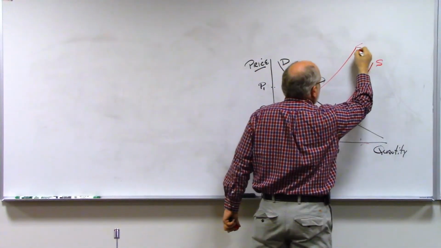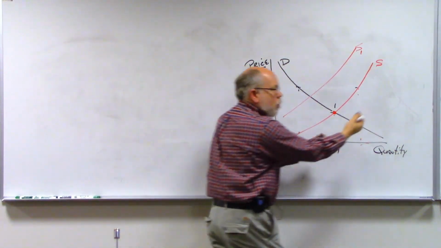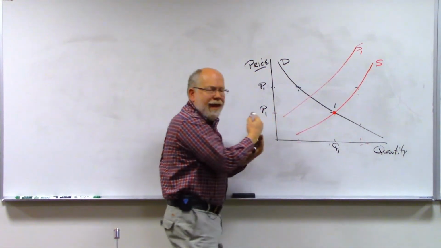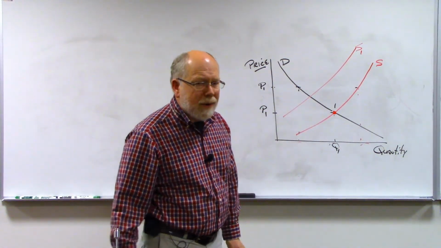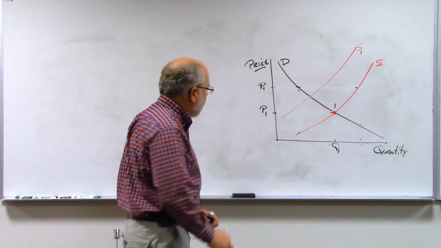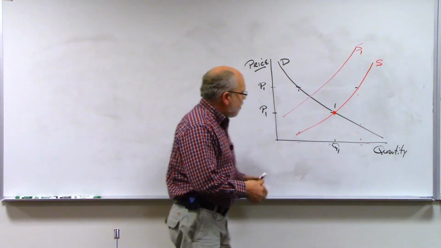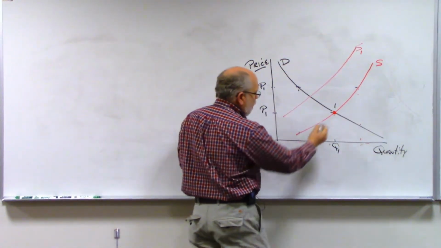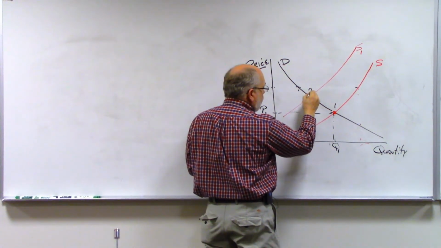Now notice what happened. When we move the curve to the left, that is a decrease in supply. I didn't say a decrease in quantity supplied. I said a decrease in supply. We're trying to be precise with our terms here. Now, when we have a decrease in supply and demand has not changed, we go from point 1 in Q1 to point 2.